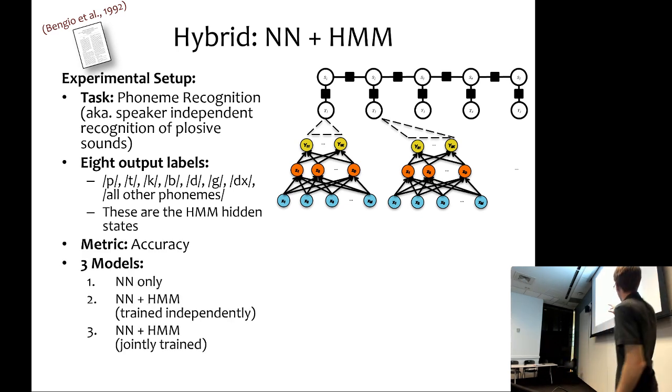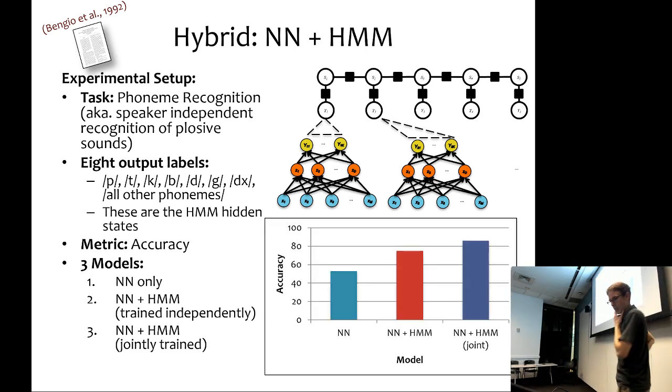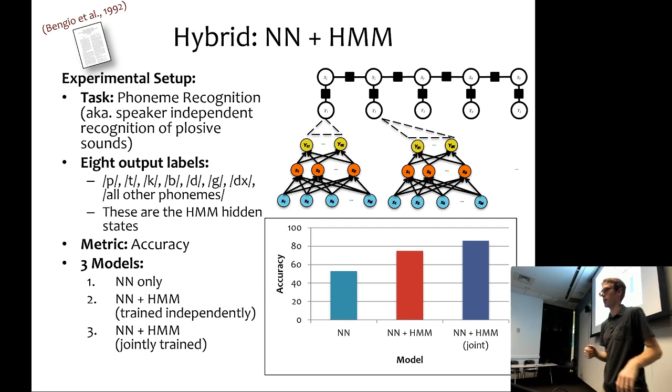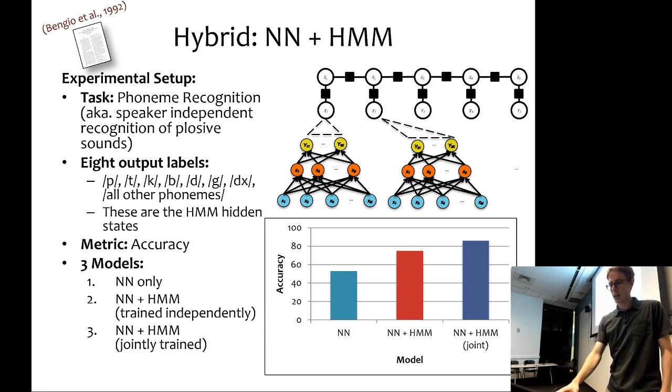Okay, so he was looking at 3 models: a neural net only, a neural net plus an HMM, where you're training the 2 completely independently and then putting the 2 together, and jointly training them. What you see is that the neural net does honestly pretty badly, but if you combine it with the hidden Markov model, it actually then does pretty well. And why is that? Well, it's because we know that there are really strong correlations between successive phonemes. And then finally, if you put the neural net together with the HMM and train them jointly, backpropagating through the whole thing, you get a big improvement still.